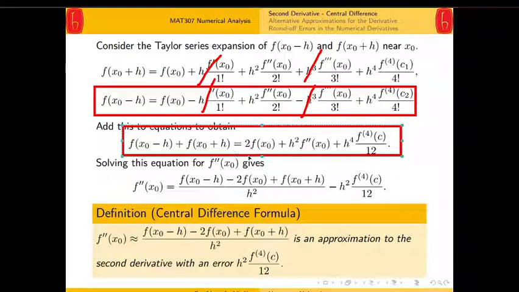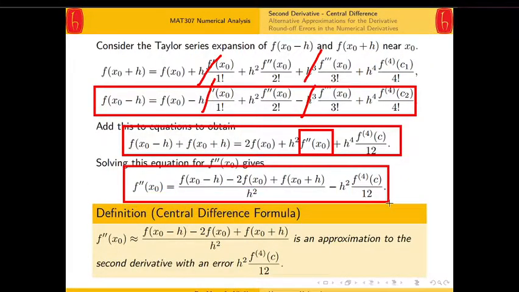Okay, so if we solve this expression for the second derivative of f at x naught, this will give us this equality. With this equality, we can introduce the central difference formula for the second derivative. So this is the second derivative, and we will approximate it by this formulation, and then say this will be the error due to the central difference formula.